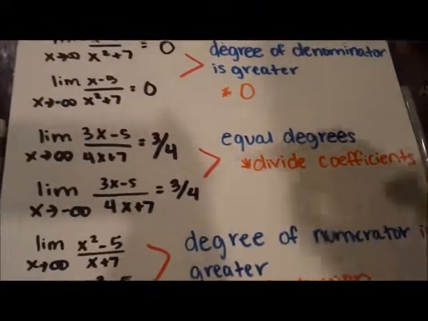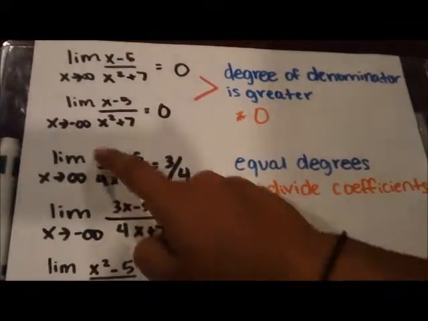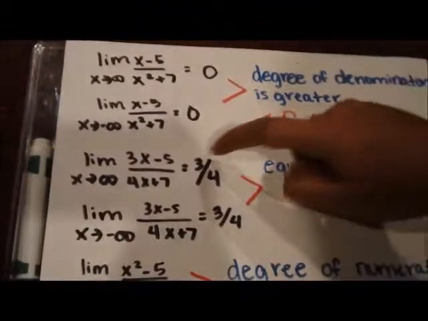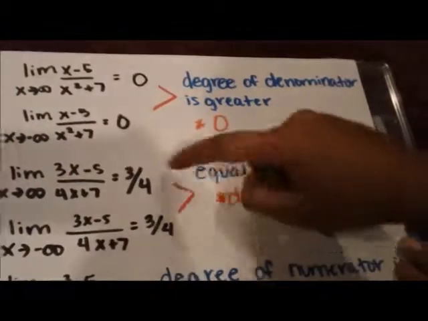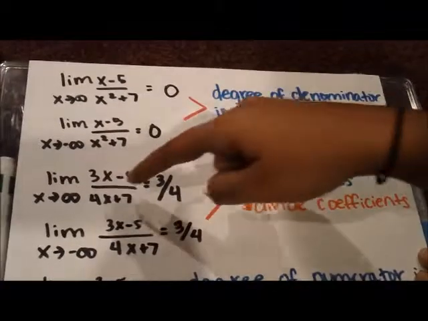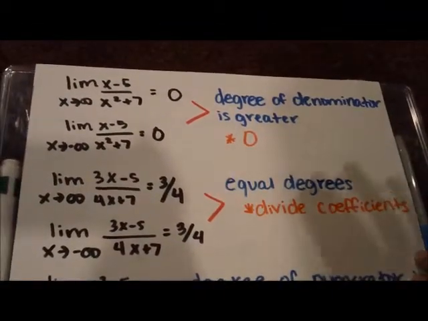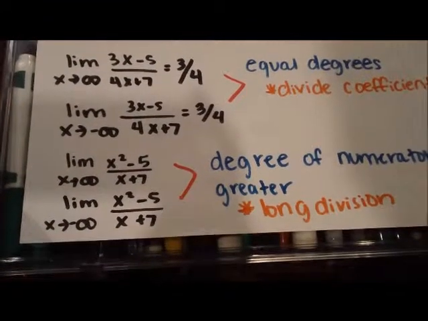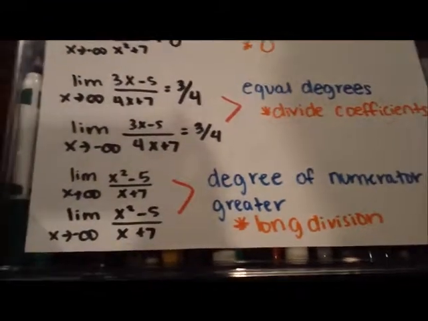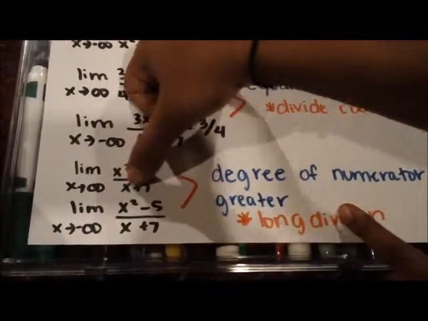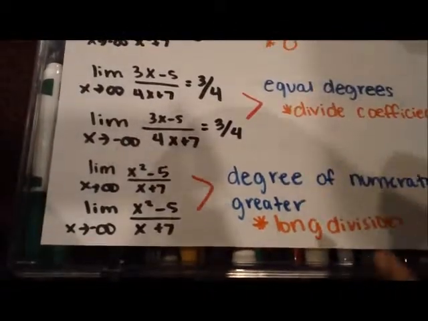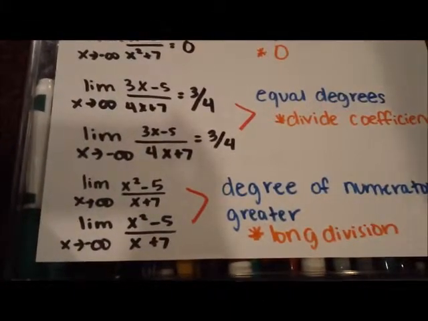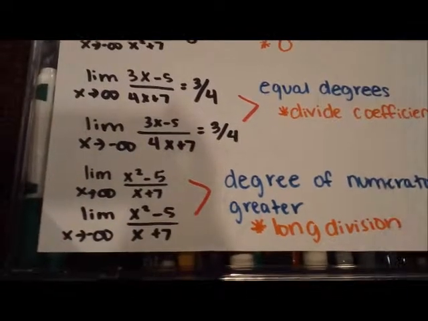Next, if we look at functions with the same degrees on the top and bottom, we just divide the coefficients, because as x approaches infinity and negative infinity, there will be the same asymptote. If the degree of the numerator is larger than the degree of the denominator, which, as we can see, x squared is greater than x, the process of long division will enable us to find the asymptote for both approaching infinity and negative infinity.